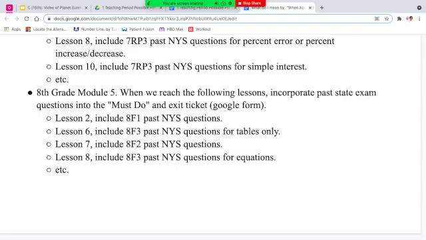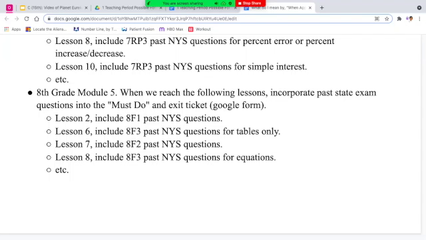For lesson 6, you can include a question that represents 8F3 from the past state exam, but for tables only. And notice I did not mention lesson 3, 4, and 5 because that is a buildup to get to 8F3. Lesson 7, you can include questions for 8F2 from the past New York State exam.